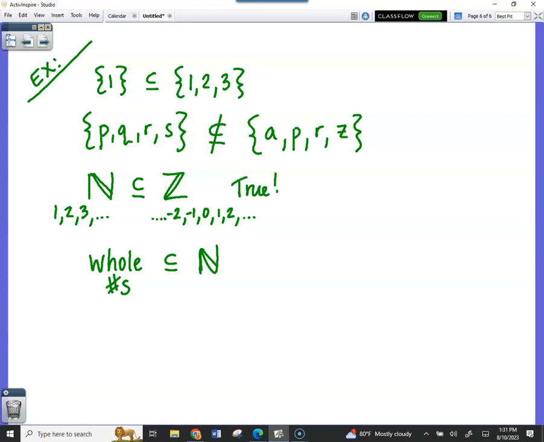Yes or no? No. What's the problem? Zero. Zero is the problem. Whole numbers start with 0. Natural numbers start with 1. That's a problem, so no. So instead of writing false, we're just going to put a slash through it.